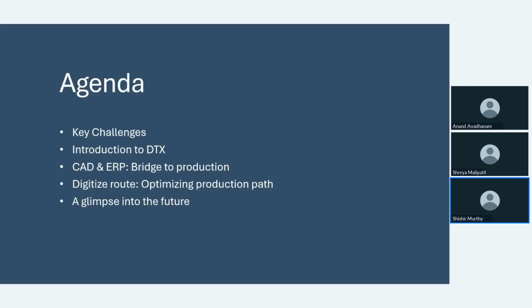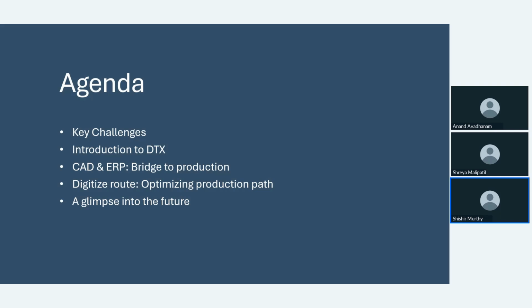Now, as we go forward with today's session for the next 40 minutes or so, we'll be looking at what are the key challenges that come up when it comes to production planning, and we'll give a quick introduction to what DTX is, so that we can see how DTX would help you in solving these challenges. Subsequently, we'll see how we can achieve this by defining it from the level of design, which is working with the CAD and ERP systems, where the data primarily resides, which is required for the production planning.